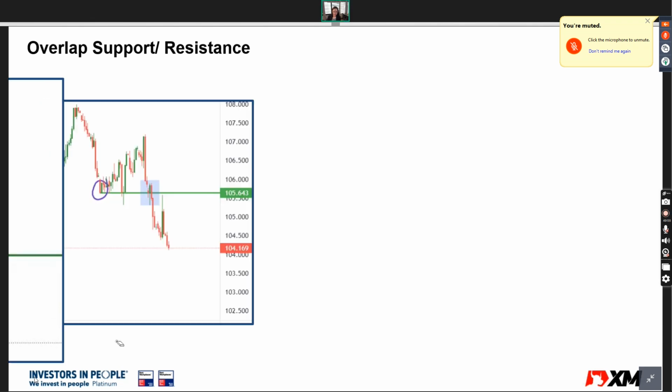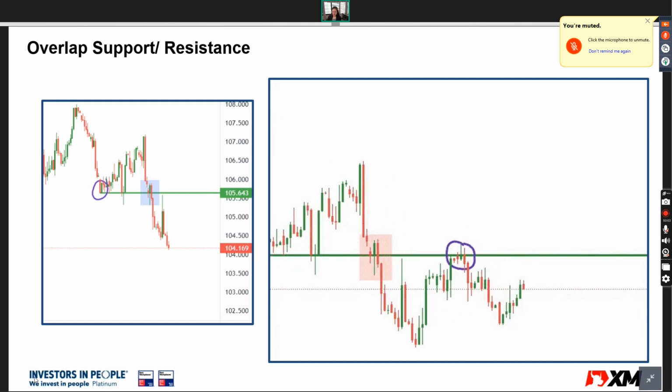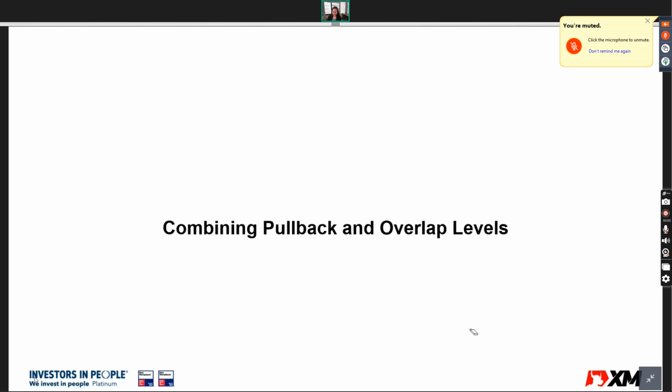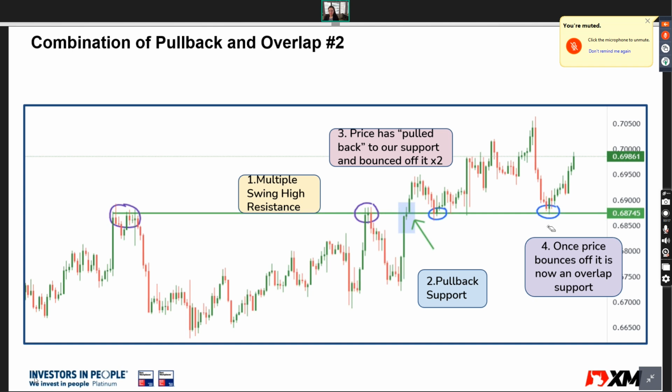Overlap support, you can see that price comes to respect the area and then falls. Combining Fibonacci, swing high here, pullback, support. Now when you pull back, it becomes your overlap support level. Another one, you combine pullback and overlap. This is your multi swing high, your resistance. Price breaks above, pulls back, it becomes your overlap, so now it becomes your overlap resistance level.